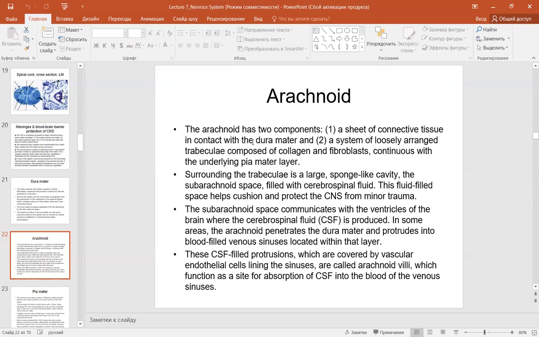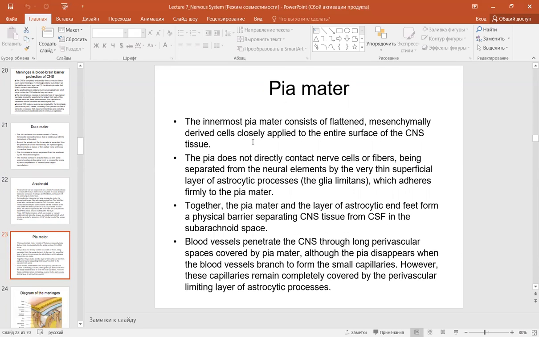The subarachnoidal space communicates with the ventricles of the brain, where the cerebrospinal fluid is produced. In some areas, the arachnoid penetrates the dura mater and protrudes into the blood-filled vein of sinuses located within that layer. These cerebrospinal fluid-filled protrusions, which are covered by vascular endothelium cells lining the sinuses, are called arachnoid villi, whose function is a site for absorption of cerebrospinal fluid into the blood of the vein of sinuses.